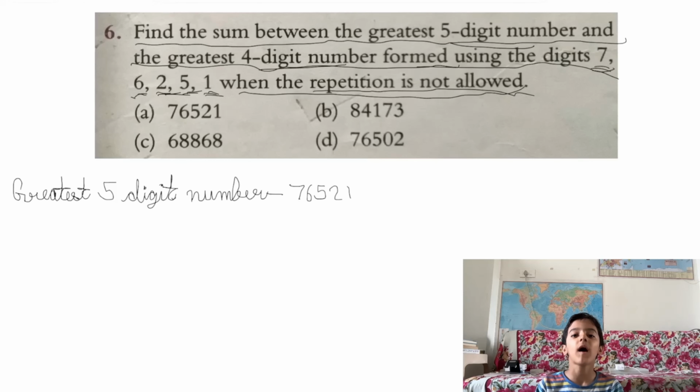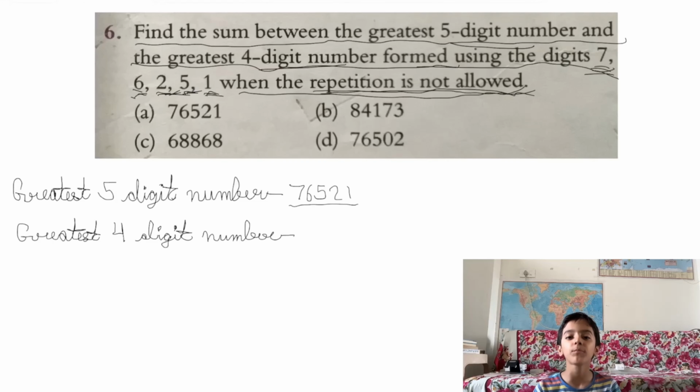So the greatest 5-digit number which can be formed out of the digits 7, 6, 2, 5, 1, where the repetition of any digit in this number is not there, is 76,521. Now let's form the greatest 4-digit number.